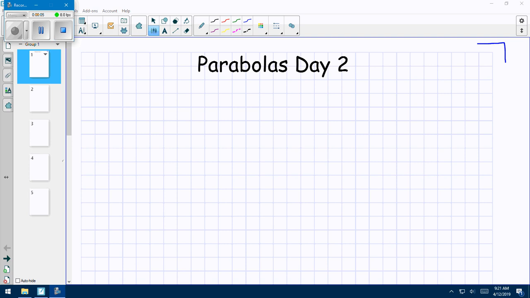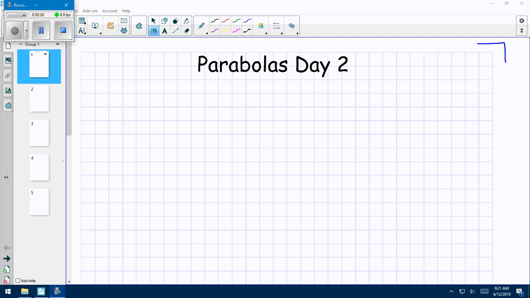Okay, hello everybody. This is Parabolas Day 2 here, and if you have some graph paper with you, or you want to grab some from up in the front of the room, feel free to do that. If you were not here yesterday, Parabolas Day 1, we learned how to sketch parabolas when the vertex was at 0, 0. So we're going to get a little bit more practice with that today.